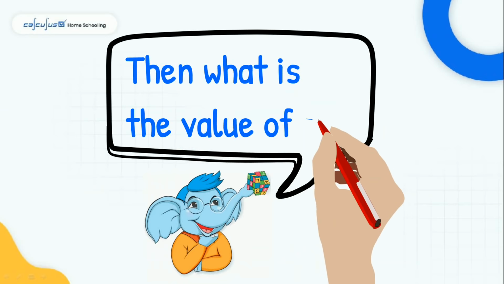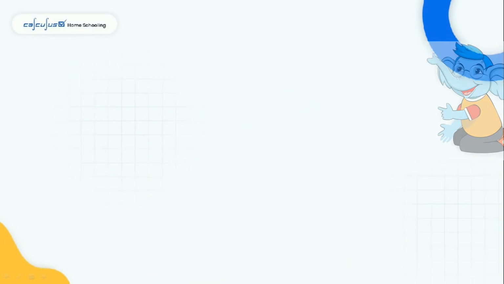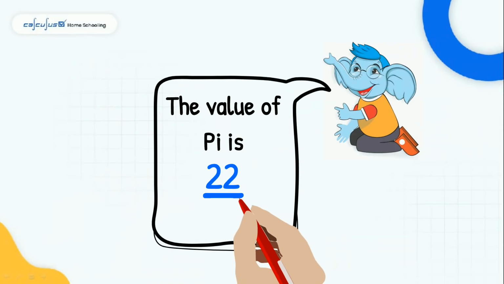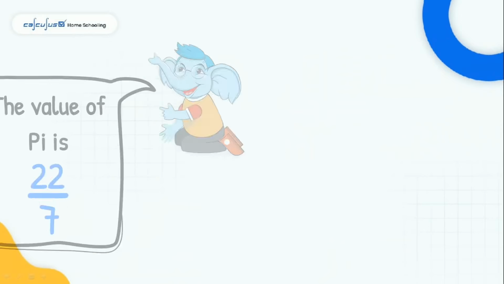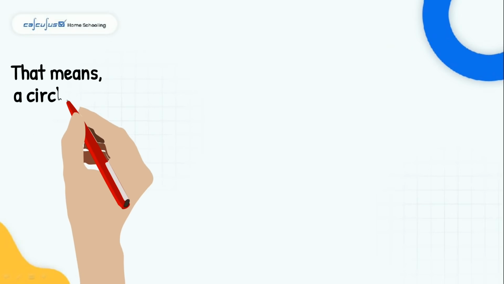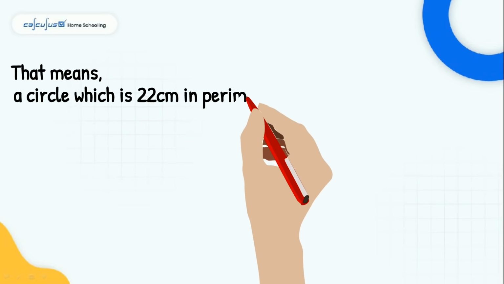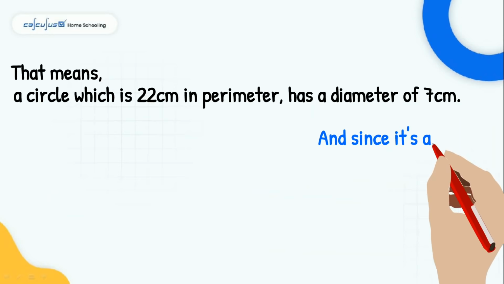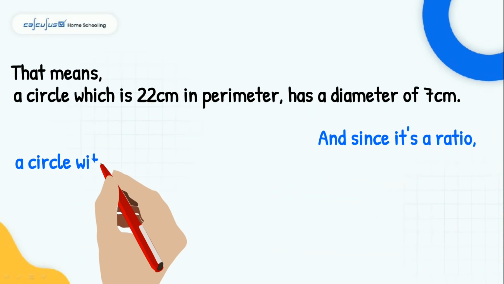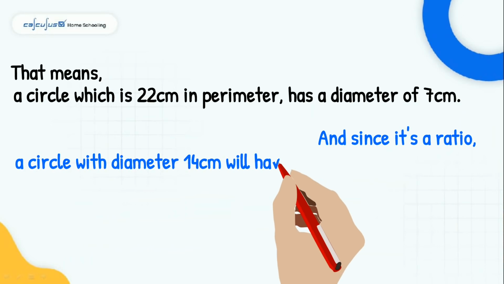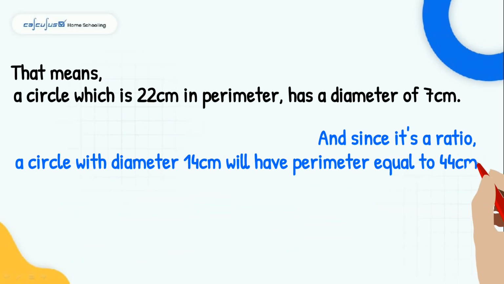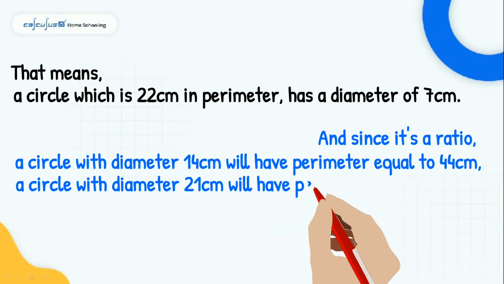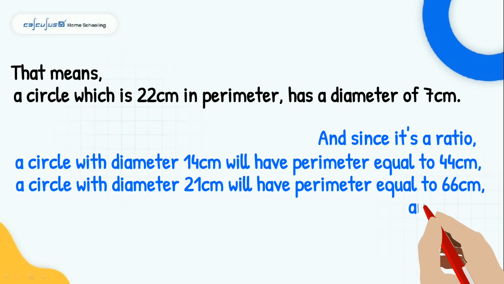Then, what is the value of pi? The value of pi is 22/7. That means a circle which is 22 centimeter in perimeter has a diameter of 7. And since it's a ratio, a circle which is diameter 14 centimeter will have perimeter equals to 44, and with diameter 21 will have perimeter 66, and so on.